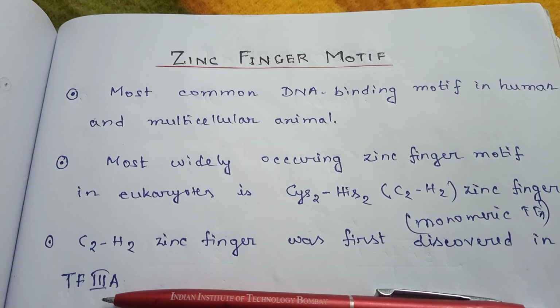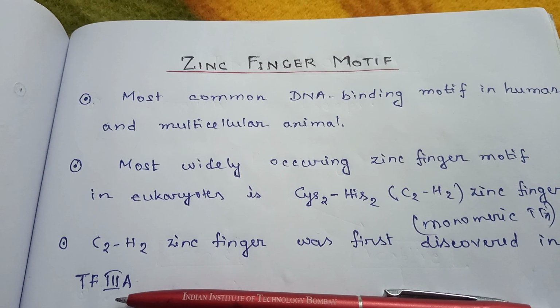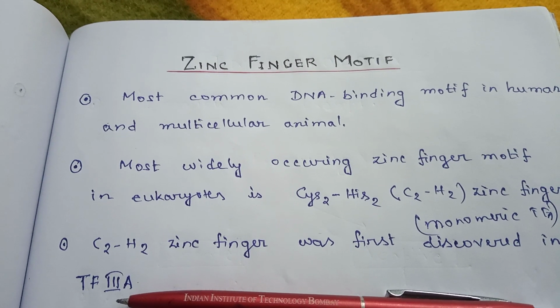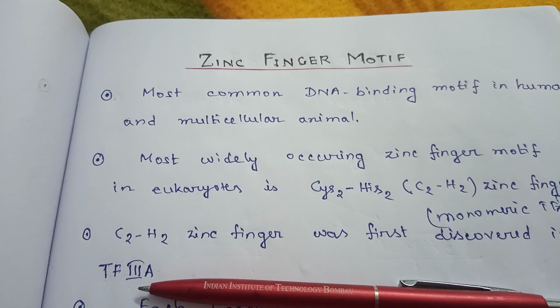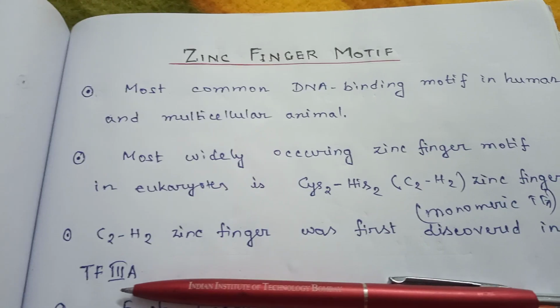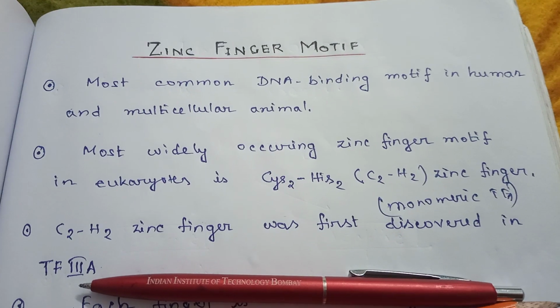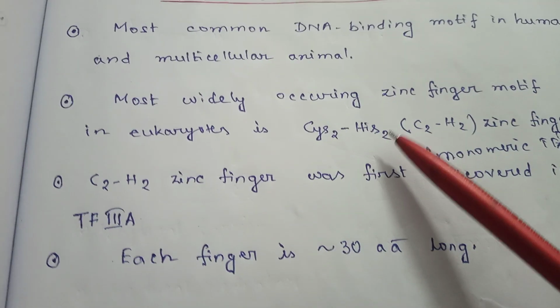So zinc finger motifs are DNA binding motifs that bind with zinc ions and form a finger-like structure. Now, the zinc ion stabilizes the protein folding and maintains the 3D structure. The most widely occurring zinc finger motif is the C2H2 zinc finger. Here you can see I have written it here. C2H2 means cysteine 2, histidine 2.